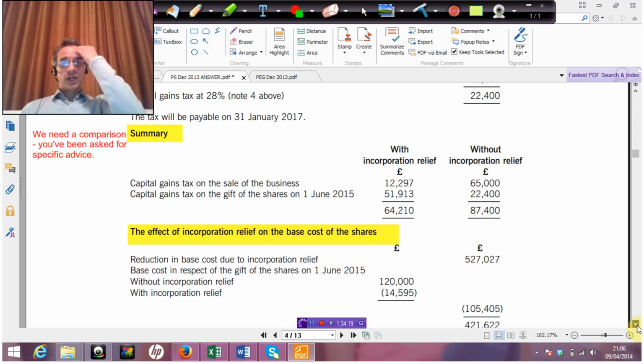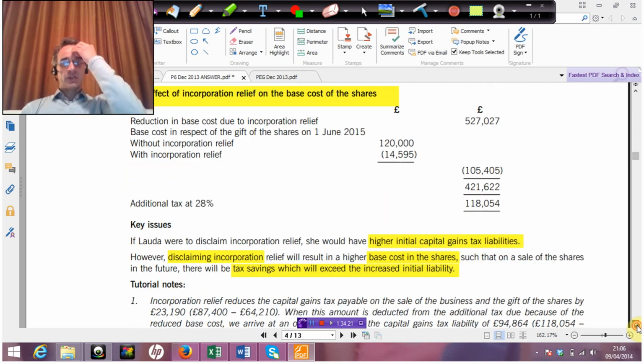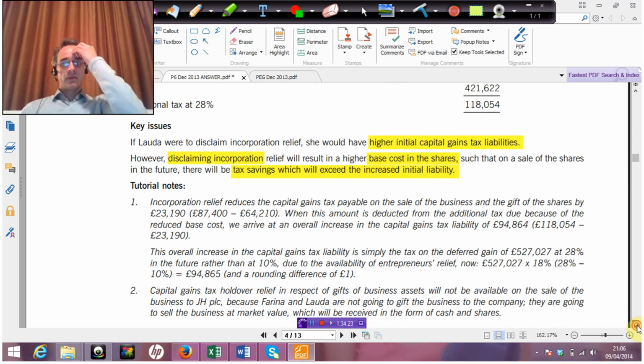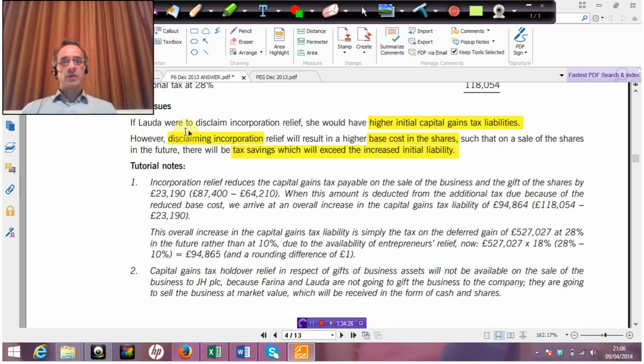So then we talk here about the key issues. I'm just going to let you read the detail here. If you could read this for me from here downwards.